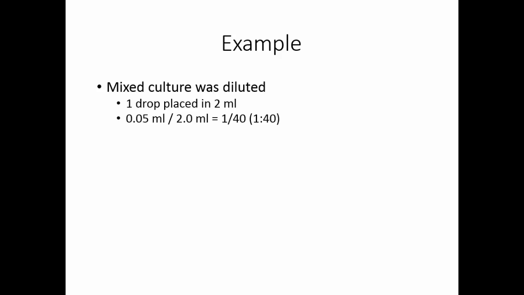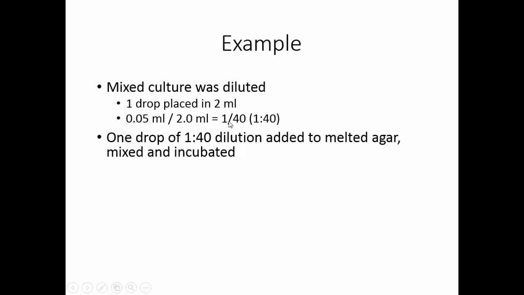Let's look at an example of how to calculate colony-forming units. The mixed culture you used in lab, we placed 1 drop in 2 milliliters. 1 drop is 5/100ths of a milliliter, and 5/100ths of a milliliter in 2 milliliters makes a 1 to 40 dilution. Then we took 1 drop of the 1 to 40 dilution, and that was added to the melted agar. Since that 1 drop was 0.05 of a milliliter, that's a 1 to 20 dilution.